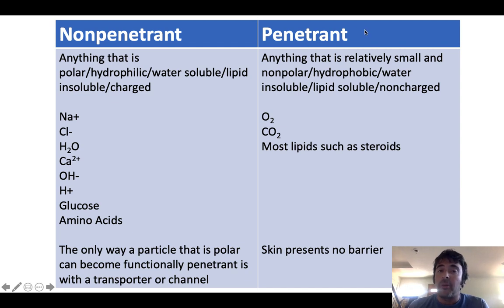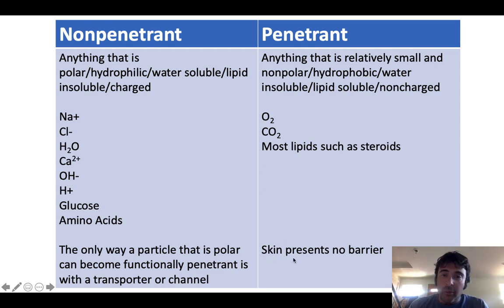Penetrant, aka permeable molecules, anything that's relatively small and non-polar, can get right across the phospholipid bilayer. The cell membrane presents no barrier to it. So remember, nonpolar, hydrophobic, water insoluble, lipid soluble, non-charged, they all mean the same thing when we're talking about membrane permeability. So oxygen is a small nonpolar molecule. It can move right across cell membranes. Carbon dioxide, small nonpolar molecule, moves right across cell membranes. Most lipids, such as steroids, testosterone, estrogen, progesterone, move right across the cell membrane.